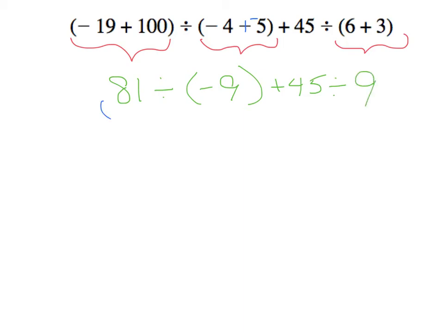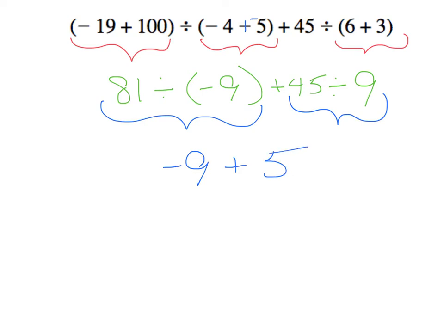So let's look at our division. We've got 2 divisions. So this will become negative 9, because a positive divided by a negative is negative, as well as plus 5. Then we can combine negative 9 plus 5 and get negative 4.